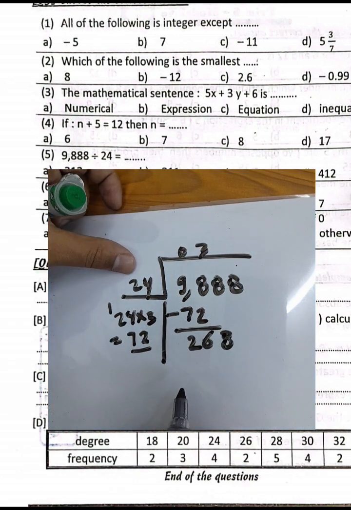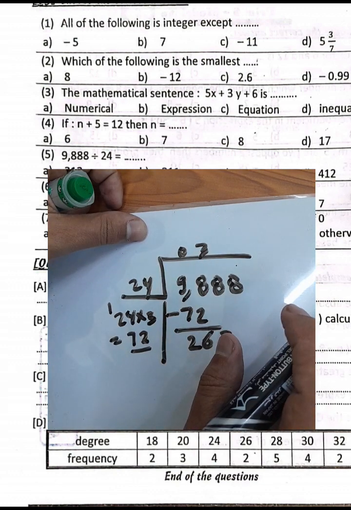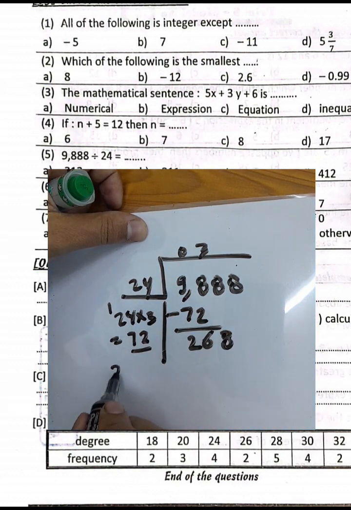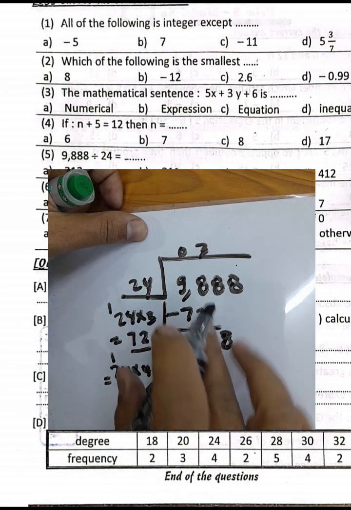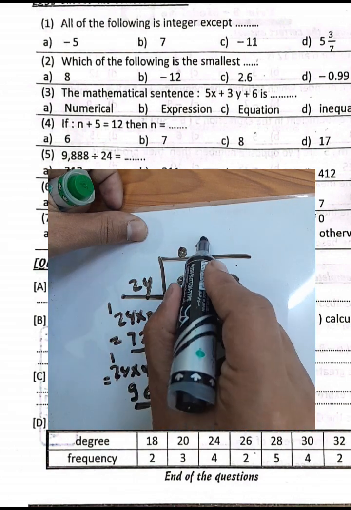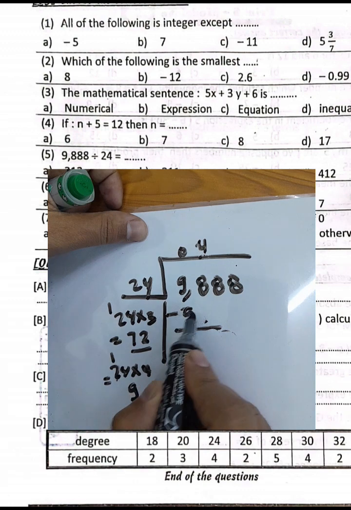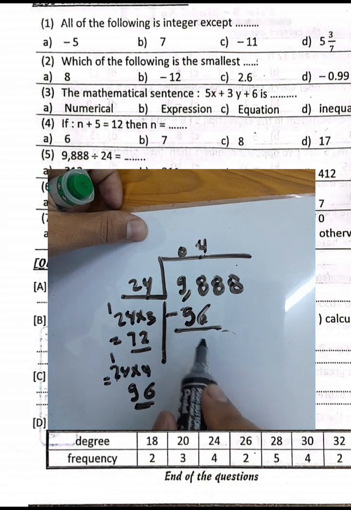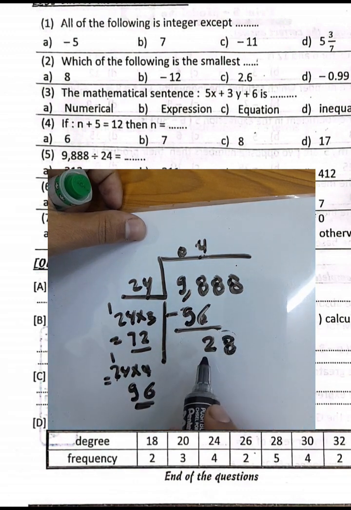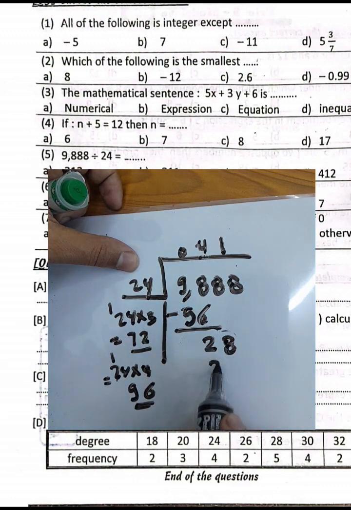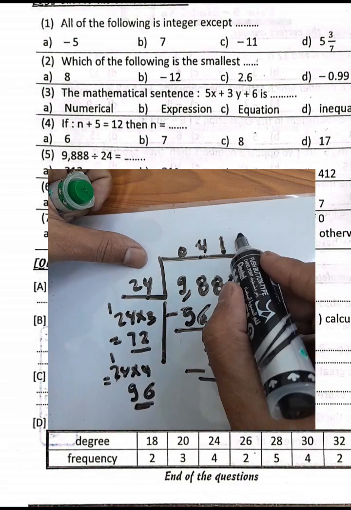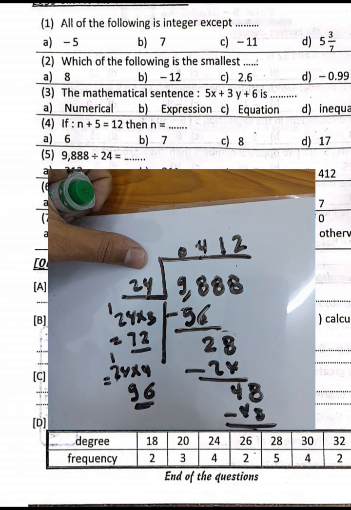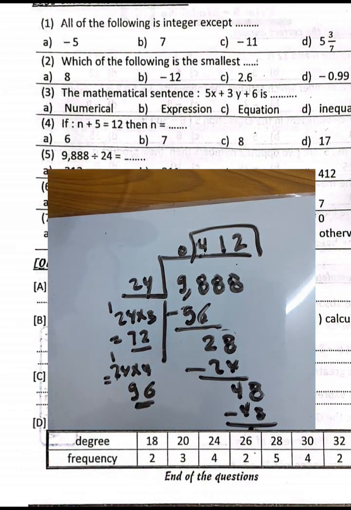28 divided by 24 equals 1. The difference is 4, and then drop 8 here. 48 divided by 24 equals 2. Then the result will be 412.